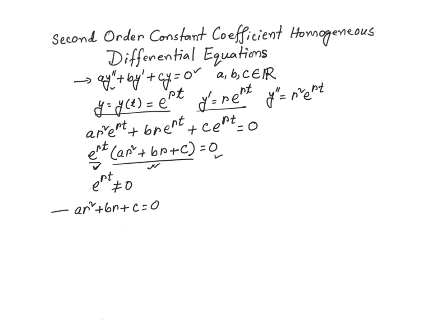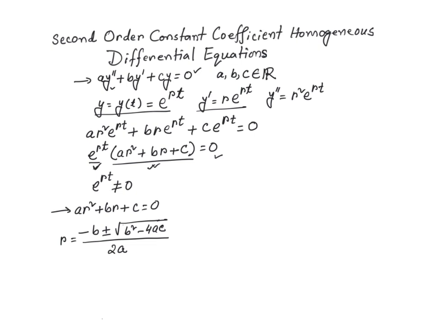Now, this is nothing but a quadratic equation, and you know how to solve it. The quadratic equation in r gives r is equal to negative b plus or minus the square root of b squared minus 4ac, divided by 2 times a. So that's going to be the solution.